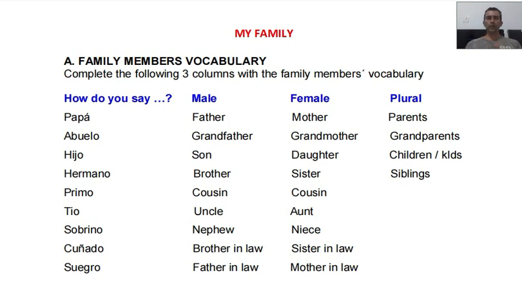So we are going to practice the male column, the female column, and then the plural form once again. You can repeat after me. Pueden repetir después de mí.